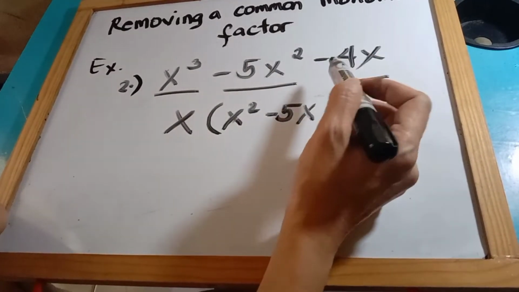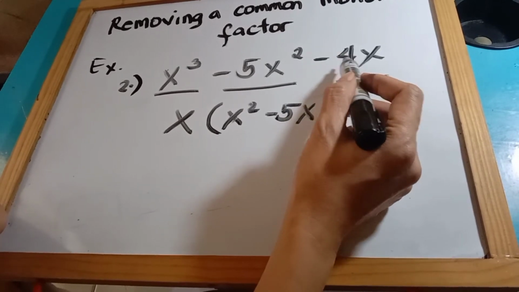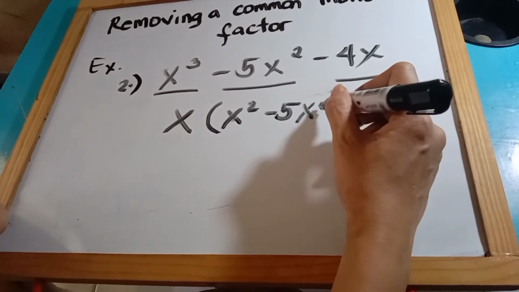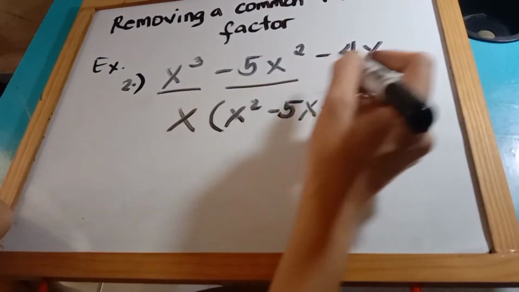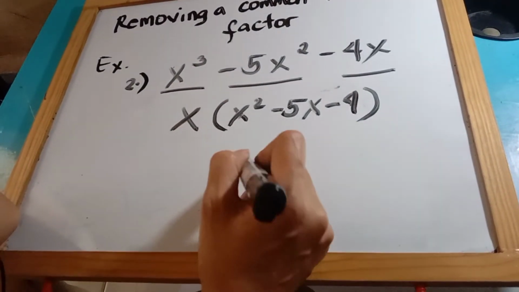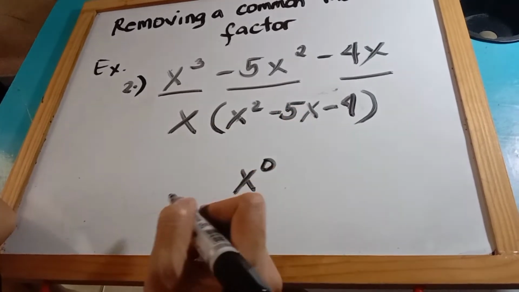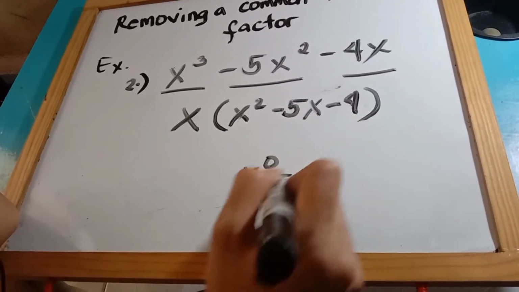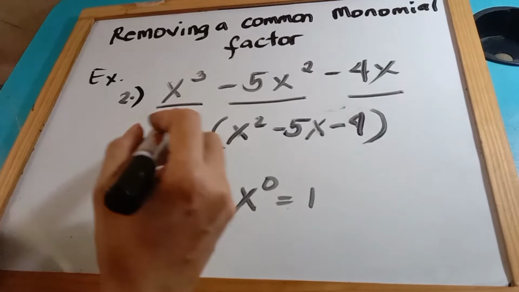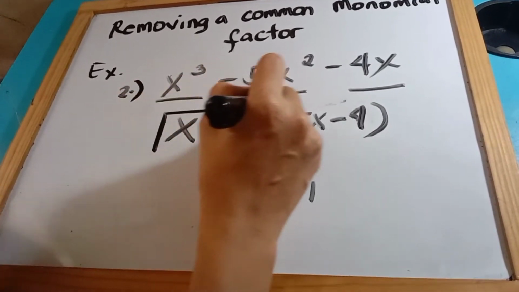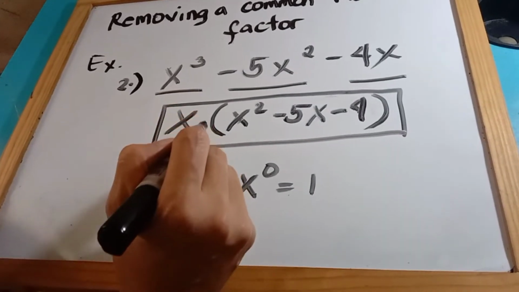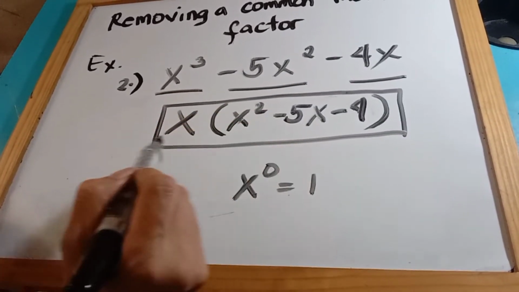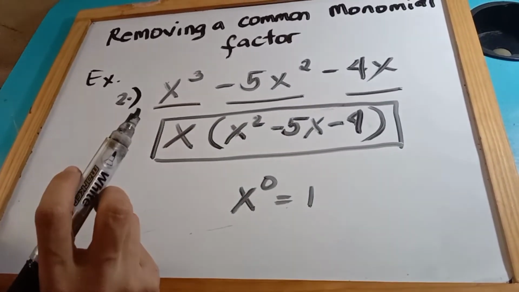And then, yung last term natin, negative 4x divided by x. So, that is negative 4. Kailangan pa ba nating isulat si x? No, kasi x raised to the 0 power, sabi natin, is 1. So therefore, ang factored form ng number 2, example natin, is x times x squared, negative 5x, negative 4.